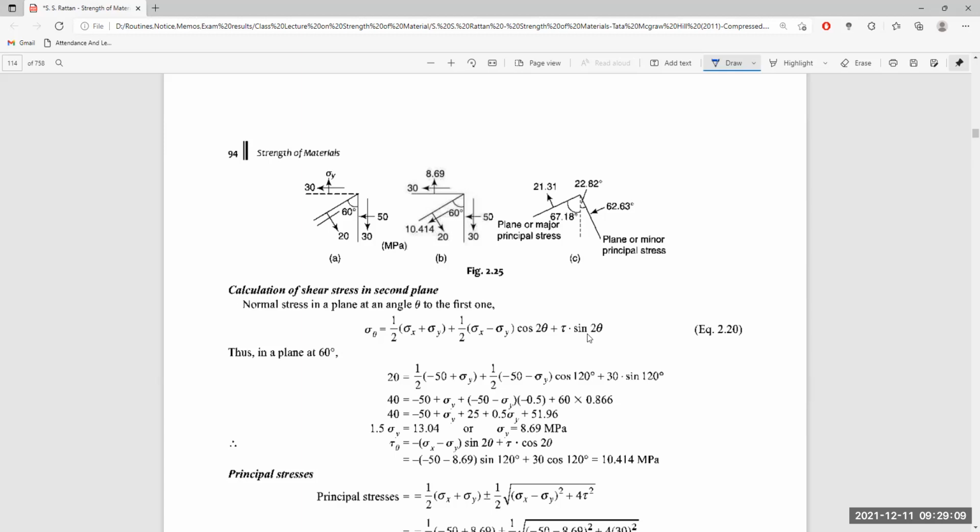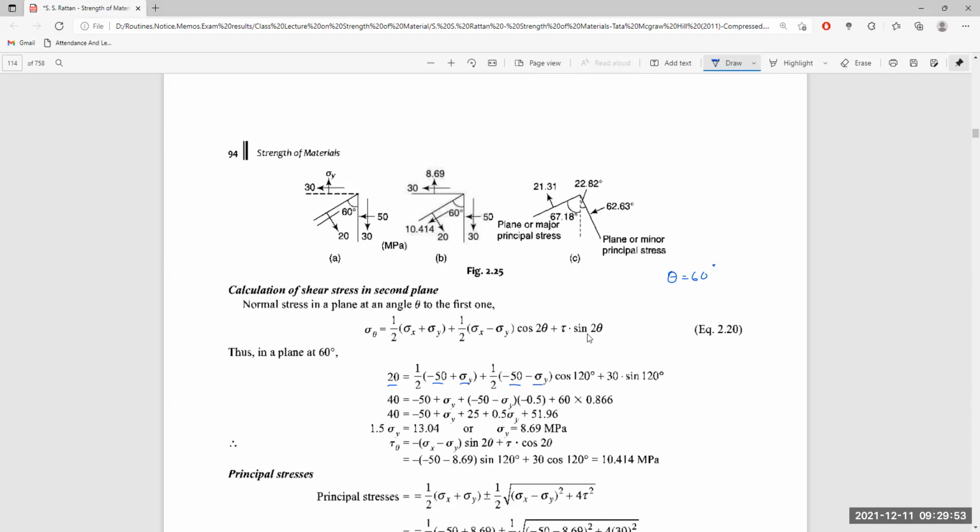Here we have to use this equation, where sigma theta is given as 20, sigma y is unknown to us, and sigma x is compressive, equal to 50, that is minus 50, and theta is given as 60 degrees. So cos 120 degrees plus 30 sin 120 degrees. So put in all these respective values and make the calculation. Cos 120 is equal to minus 0.5. Sin 120 is equal to 0.866.